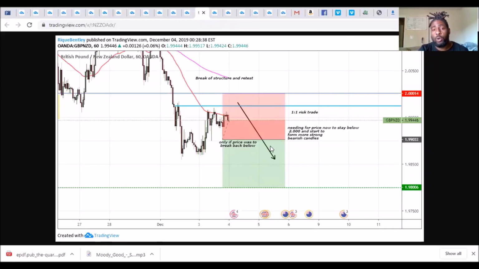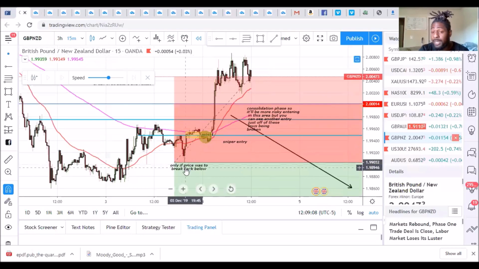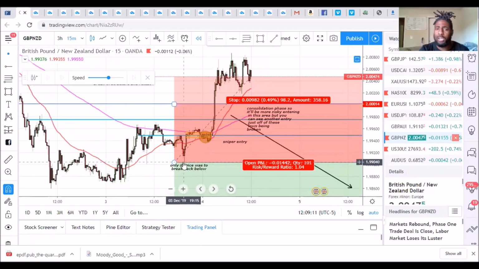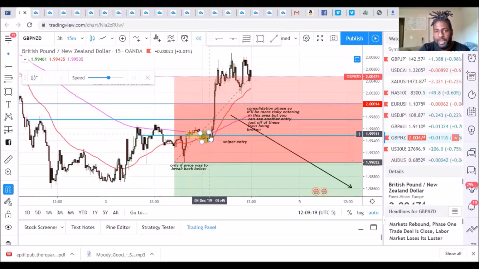Needing for price to stay below. This is only if price breaks below. And like I said, as you guys can see, price did not break below, it literally tested this low in which we had our entry, which would have been if price had broken below and rejected to the upside, okay? And so we were looking for this retest last night.